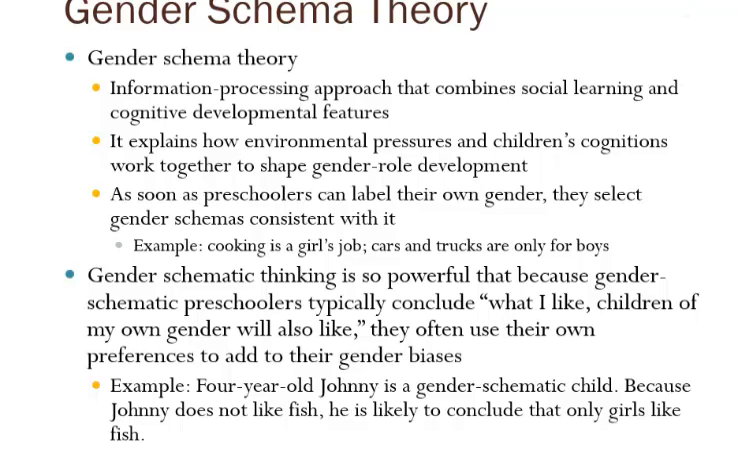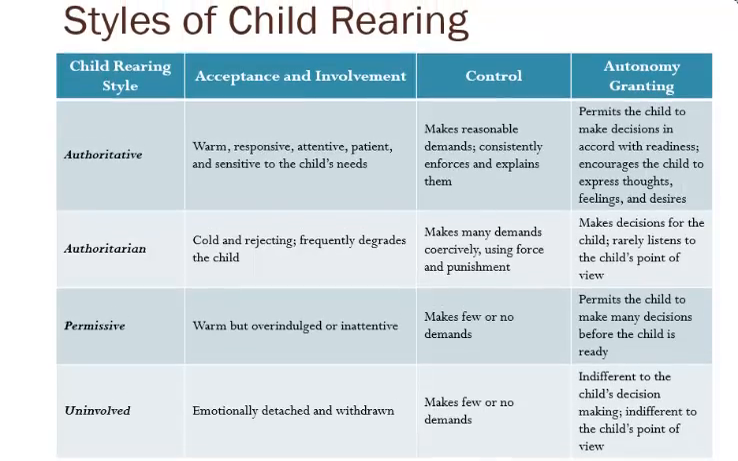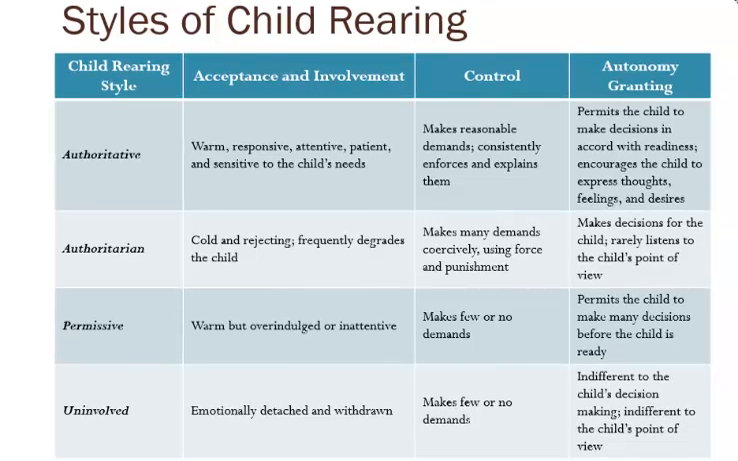Then there are general child rearing philosophies, and there are many different types. Obviously, there's not necessarily a best way to raise a child, but some of these might be better than others in certain areas. Authoritative, which is telling the child what to do in a firm way, but not in a mean or harsh way. Warm, responsive attention that's sensitive to the child's needs. An authoritative parent makes demands and enforces them.